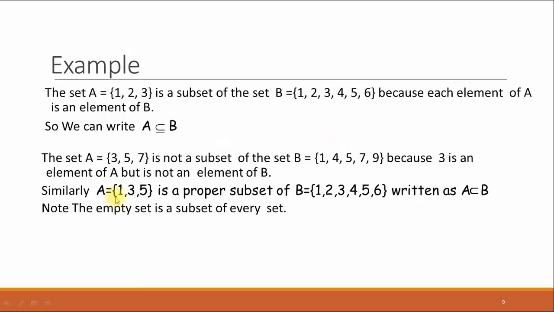Similarly, A = {1, 3, 5} is a proper subset of B, written A ⊂ B, because each element of A, 1, 3, 5, belongs to B, but the elements of B, 2, 4, 6, do not belong to A. Each element of A belongs to B, so A is a proper subset of B. Note that the empty set is a subset of every set.